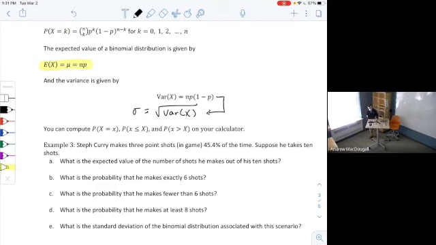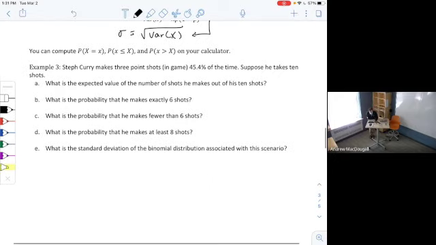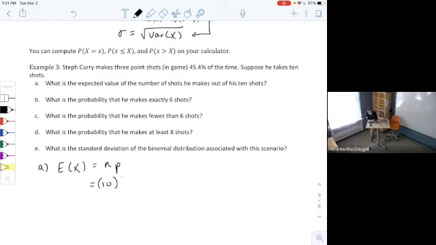This is binomial. So like we said, this is a binomial experiment. Part A, I think a lot of you guys just use this formula without even thinking about it, based on common sense. They're saying, okay, out of 10 shots, how many do you expect to make? Well, he has 10, that's your N, and he makes 45.4% of them. So I'm going to multiply that 10 by 0.454, and that gives me 4.54.